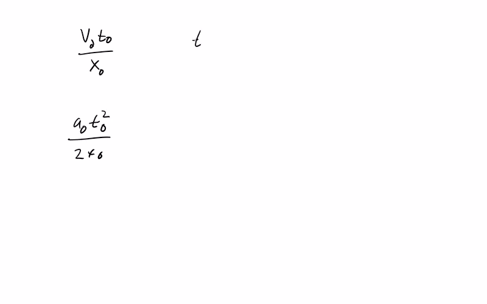What is t0? Well, we can define t0 in different ways. We could say that t0 is basically x0 divided by v0. So you look at the units of that. We have meters times meters over seconds, and that gives us units of seconds, right? This would be one characteristic time.